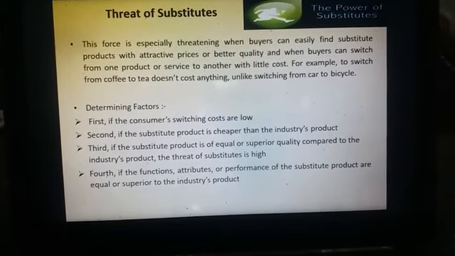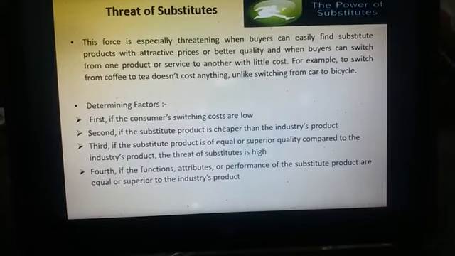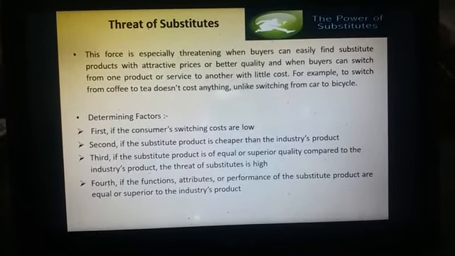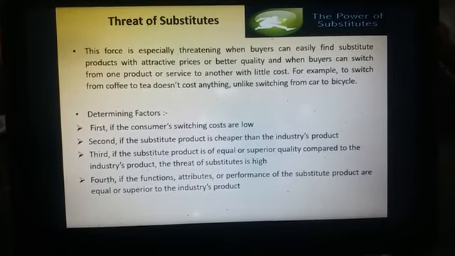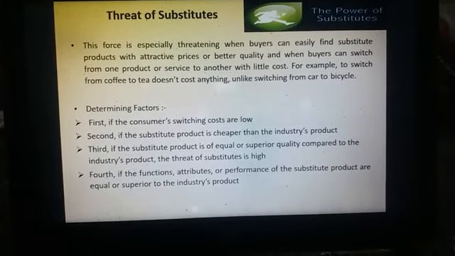Third, if the substitute product is of equal or superior quality, maybe I find a better product. If I'm paying the same money, I'm getting a better product, then only I'll switch over from the industry's product. The threat of substitutes is quite high.